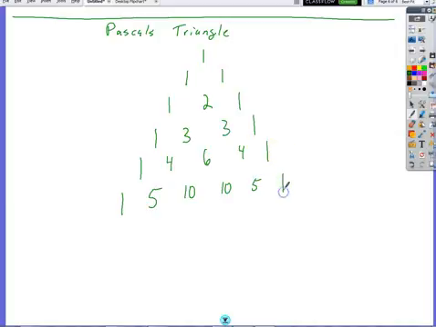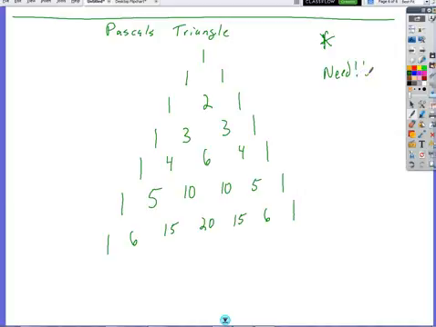1. 1 plus 5 is 6. 5 plus 10 is 15. 10 and 10 is 20. 10 and 5 is 15. 5 and 1 is 6. And 1. You will need this. Okay? You'll need this for your homework, and you will need this for the next problem that's coming up here. Okay? So keep this handy. You might want to put a little star. Okay? Same thing. Need.